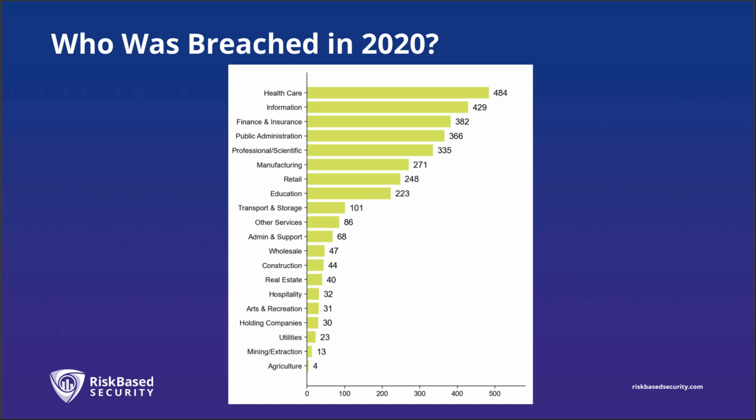Usually we see that being down towards the bottom of the list, not necessarily targeted on a frequent basis. But what we're starting to see, especially through the last few months of 2020, is manufacturing on a slow and steady march up as a more targeted type of industry.